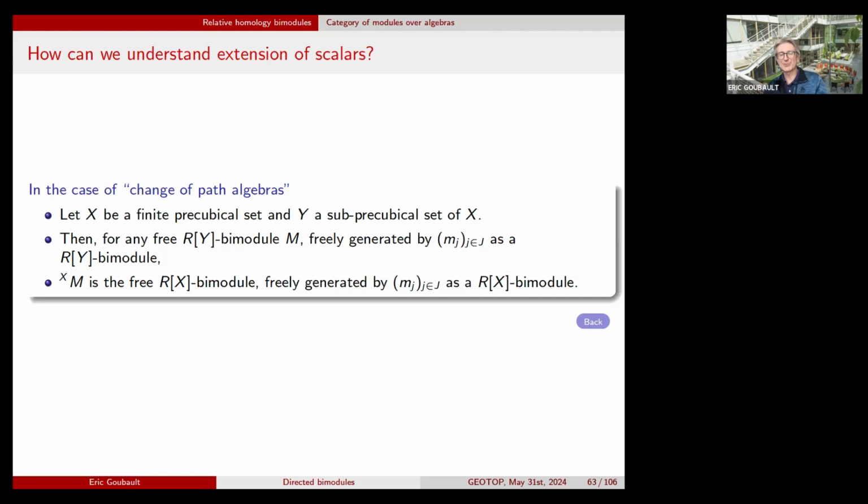So it's the way you understand why it's called extension of scalars, because you have generators of M seen as an R of Y module, but then you want extra coefficients, and then you just say, okay, my new bimodule seen as an R of X bimodule. If I have more coefficients, it's the same generators, but I allow for more general coefficients. Okay, so that's pretty obvious, right?